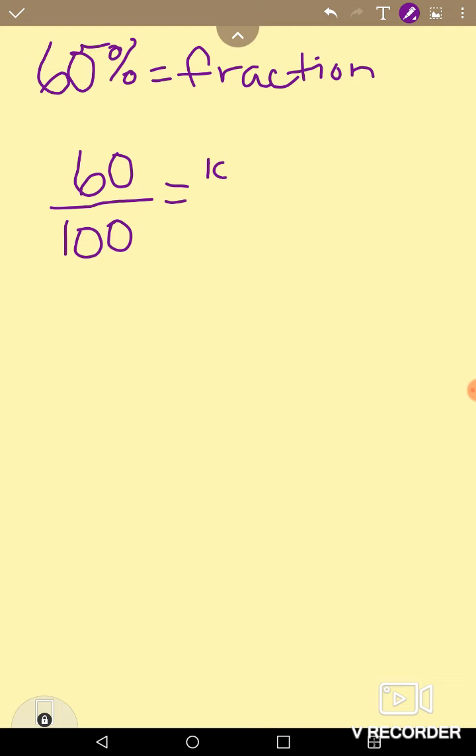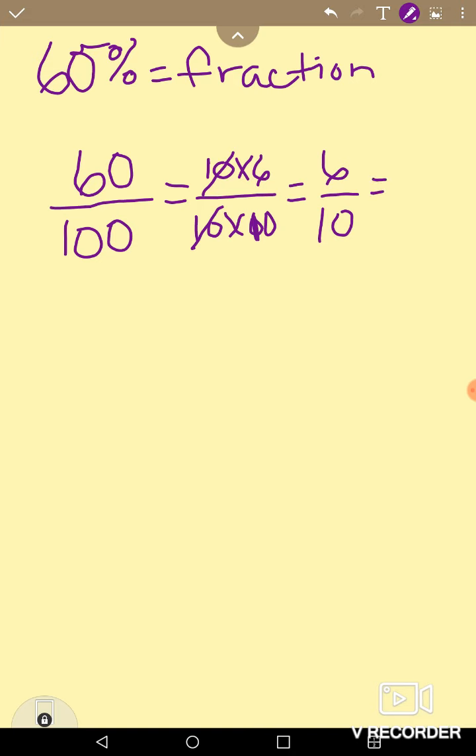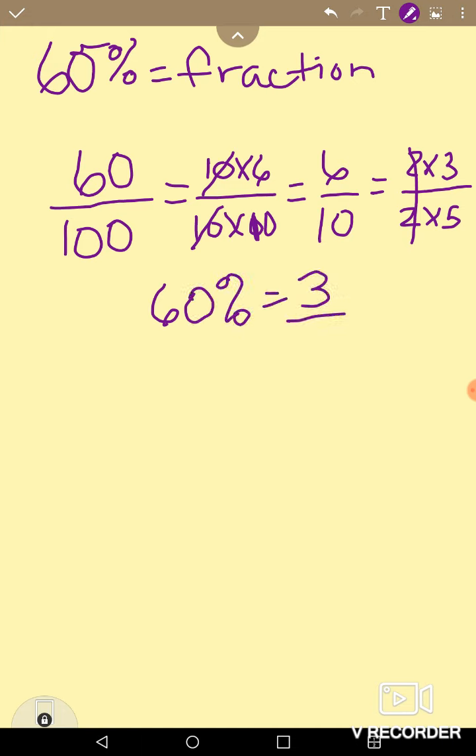So I'm going to say that 10 times 6 equals 60, and 10 times 10 equals 100, sorry. These are in common, the 10 and the 10, so I can cross those out, and I'm left with 6/10. Now looking at 6/10, is there a factor that can go into both of those numbers? Both of those numbers are even, so divisible by 2: 2 times 3 is 6, and 2 times 5 is 10. Cross out the 2's, and I'm left with 3/5. So 60% is equivalent to 3/5.